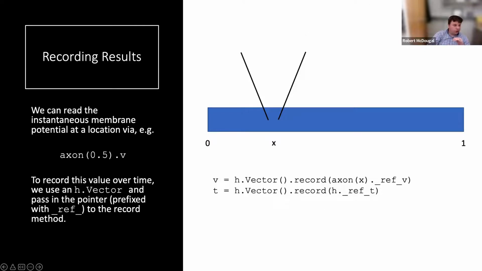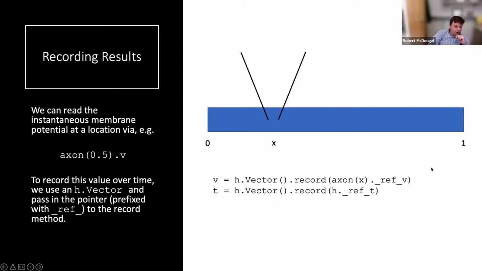If I want to record concentrations or membrane potentials over time and how things change: the instantaneous membrane potential at axon 0.5, the center of the axon, is axon(0.5).v. If I want to record how that changes over time, I'll construct a vector. So v is h.Vector. It's a vector that's going to record some specific location, let's say on the axon, and I'm going to record the time varying values of voltage. So it's _ref_v. If you pass in .v, it'll give you an error. I think it'll even suggest, are you missing an _ref? If you see that error, you're probably missing an _ref_.